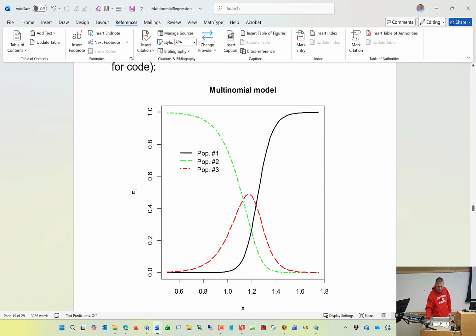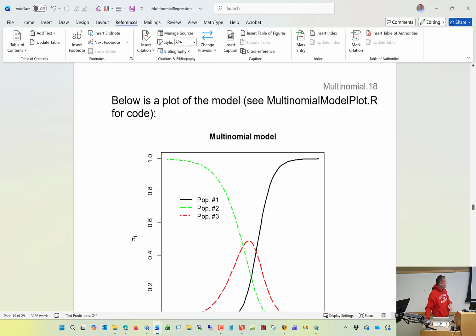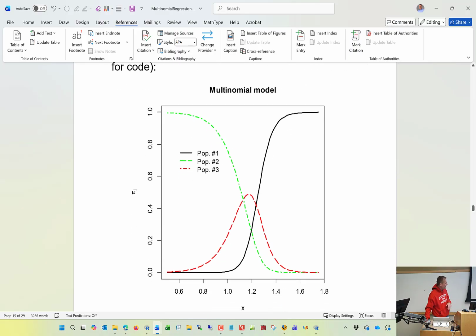And my corresponding code is available in multinomialmodelplot.r. And this is what it looks like. So in this particular model, we only had one x. We only had one explanatory or independent variable, x. And so we put x on the x-axis. We put pi sub j on the y-axis.